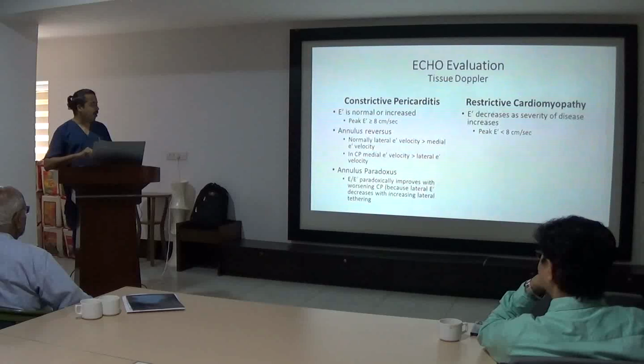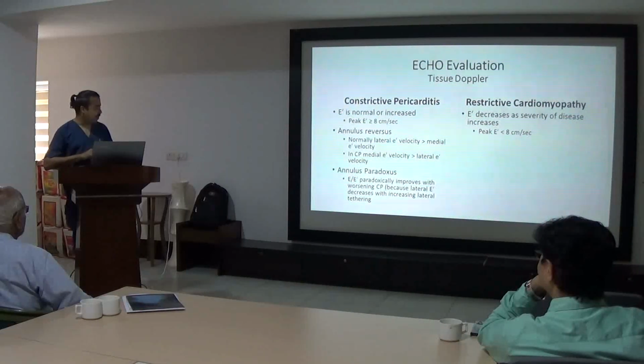It paradoxically improves or worsens in constrictive pericarditis. Why? Because lateral E dash velocity decreases. So once lateral E dash velocity decreases, this ratio, if E dash decreases, the ratio will definitely increase. So that is annulus paradoxus.